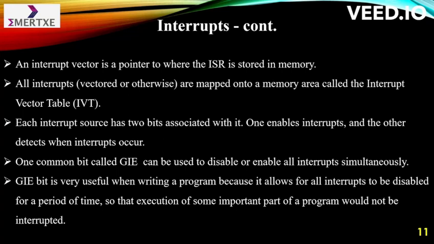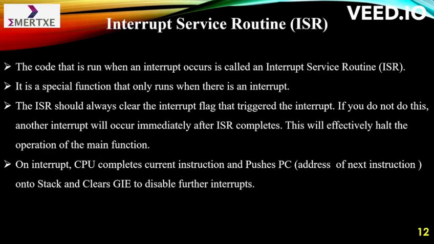Each interrupt source has two bits associated with it. One enables the interrupt and the other checks whether the interrupt has occurred or not. One common bit is called GIE, that is Global Interrupt Enable. It can be used to disable or enable all the interrupts simultaneously. The Global Interrupt Enable bit is very useful when writing a program because it allows all the interrupts to be disabled for a particular period of time so that the execution of some important part of the program will not be interrupted.